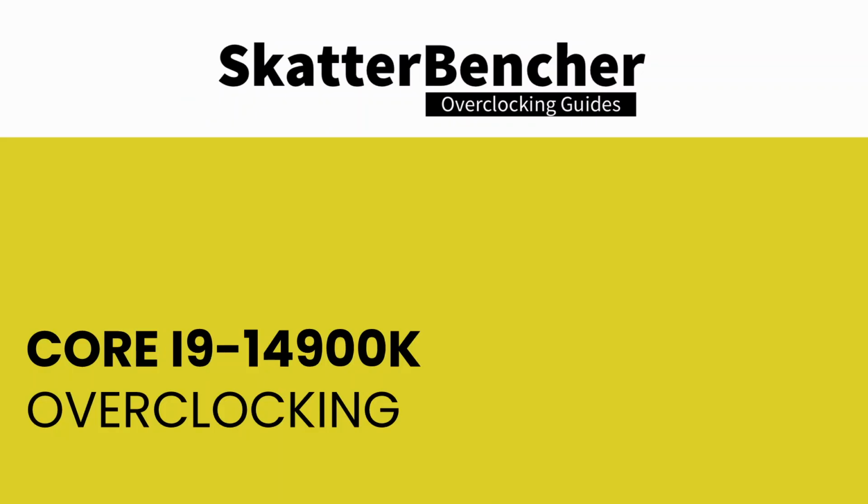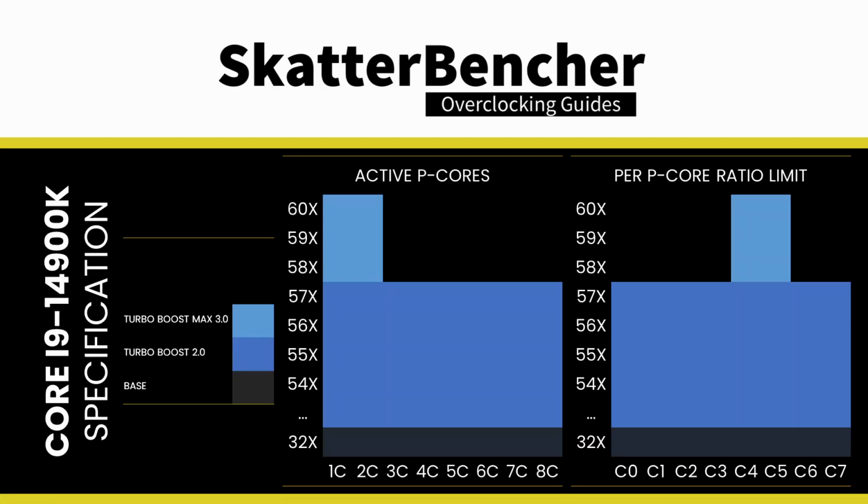Alright, let's get started with the overclocking. First, let's have a look at the default specifications of the Intel Core i9-14900K processor. The default Turbo Boost 2.0 ratio configuration allows only 2 of the 8 P-cores to boost to 6 GHz. These are the so-called favored cores. The other cores are limited to a maximum of 5.7 GHz. Furthermore, the 2 favored cores can only boost up to 6 GHz when up to 2 P-cores are active. When more than 2 P-cores are active, their frequency is also limited to 5.7 GHz.